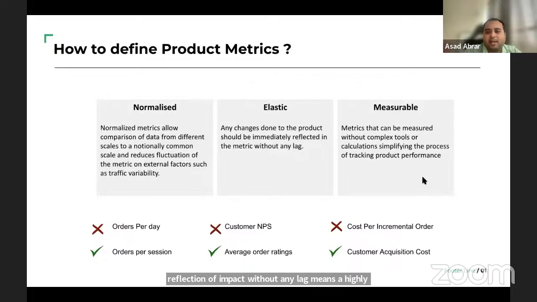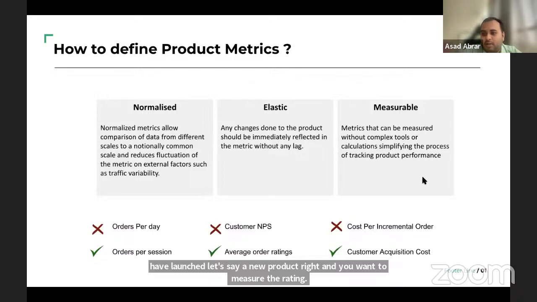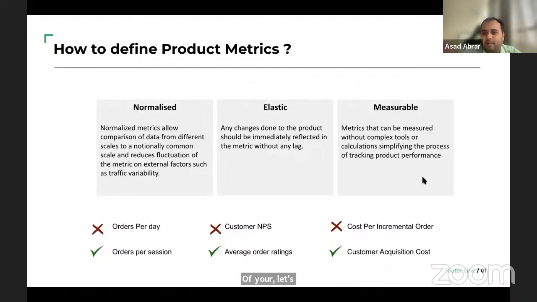Let's say you have launched a new product, and Swiggy wants to measure how their delivery service is performing. If you take a metric like customer NPS, which is a survey that goes every week to the consumer, it is very difficult to find a direct correlation with your delivery. But if you take something like average delivery order ratings, which is a very direct measure of how good or bad the delivery is, that means this metric is very elastic.